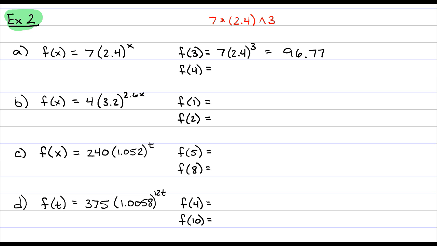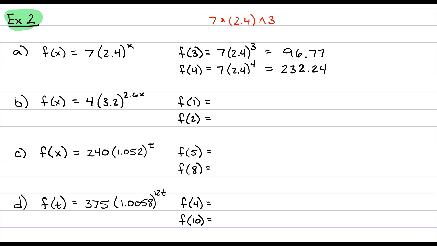Okay, so in a similar way, if we want f of 4, that's 7 times 2.4 raised to the 4th power. We would enter that into the calculator in a very similar way. Go ahead and do that and double check that you get 232.24. Okay, so that's just a basic example.